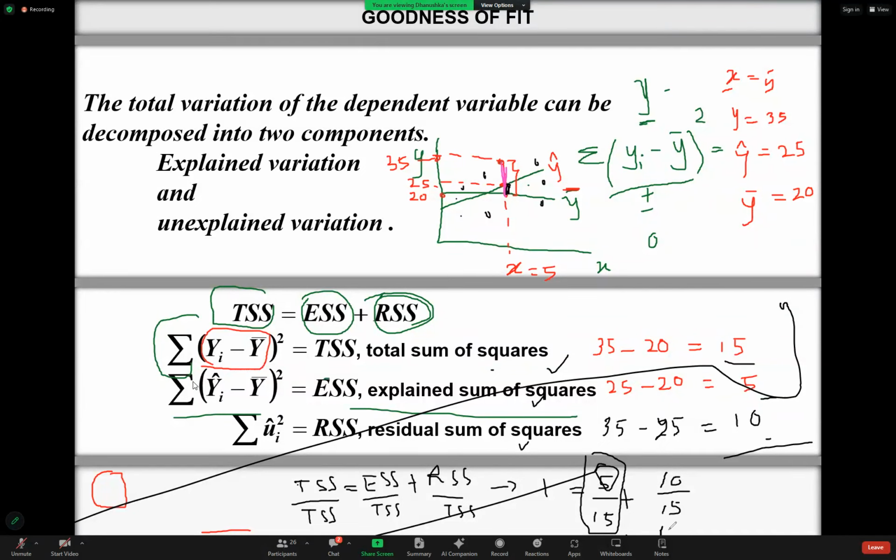This we call R square. Then this shows the proportion of total variation not explained by the regression model. Okay, this we call R square. Is it clear up to this point?